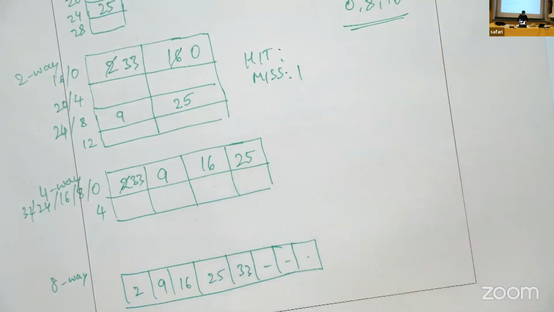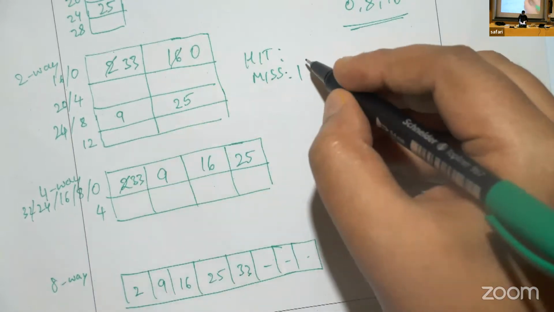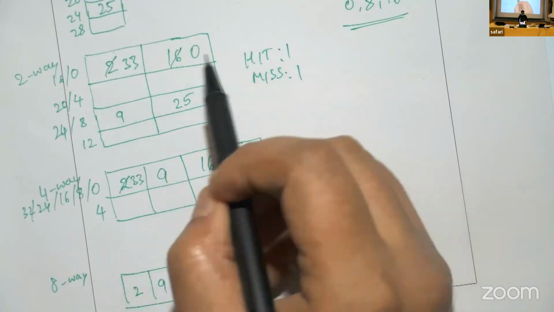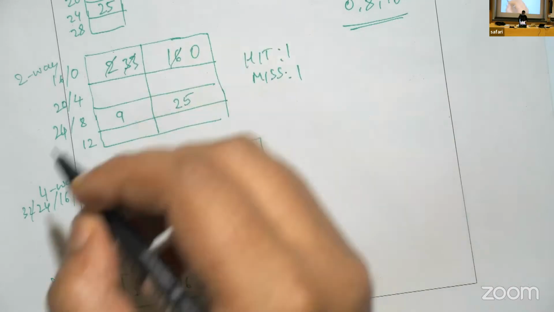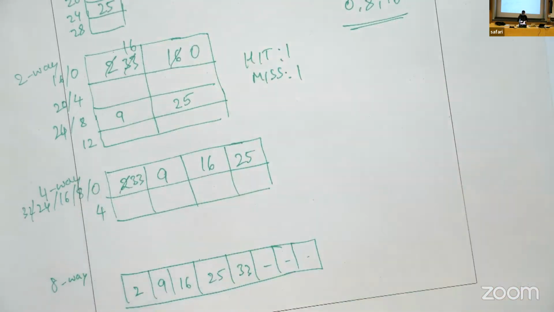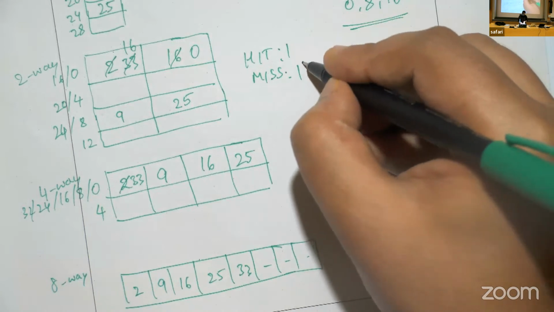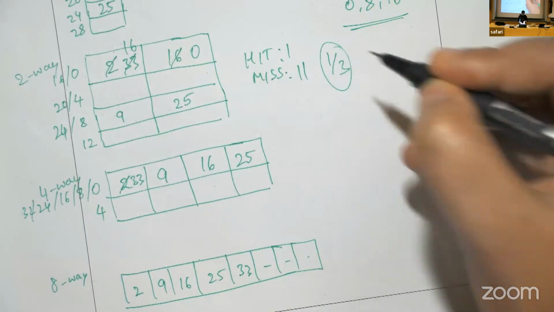So you'll have 1 miss because the address was not there. 8 is a hit because it's already there, and 16 is not there in any of the blocks in the first set. So you will have to again replace 33 so that you can access 16. So you'll have another miss. So here the hit rate is 1 by 3.